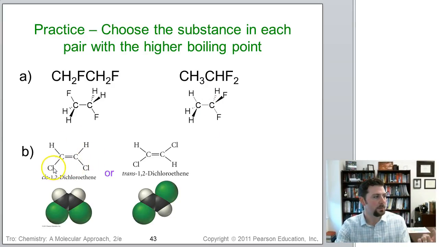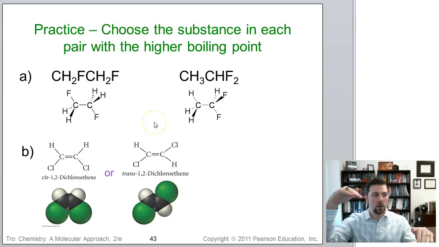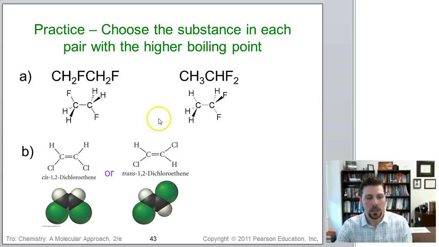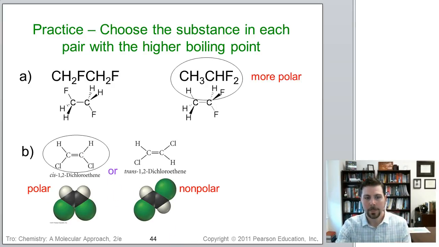Okay, how about part B here? We've got cis, which means the chlorines are on the same side, and we have trans, meaning they're across from each other. So which of those 2 would be polar or nonpolar? Notice this one on the right, the trans, they would cancel each other out, and the one on the left, the cis, they would add together. So we're predicting part A, it's the one on the right, part B, it's the one on the left, and together then those are the ones that have a higher boiling point. And the higher boiling point means there are more intermolecular forces present.